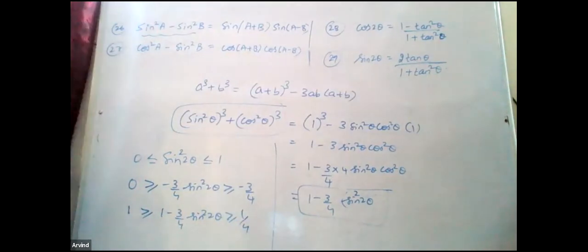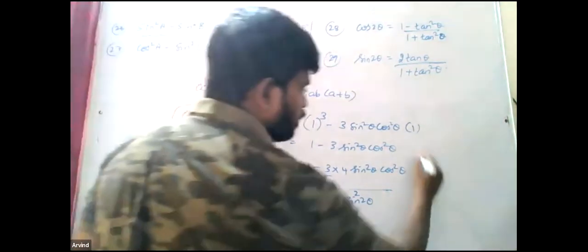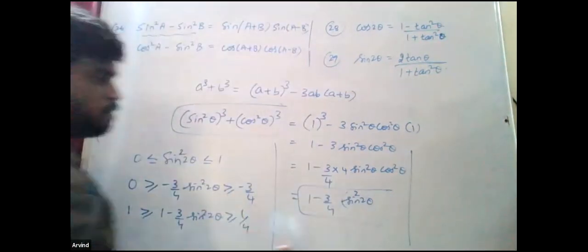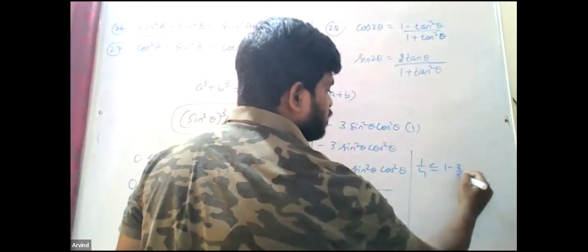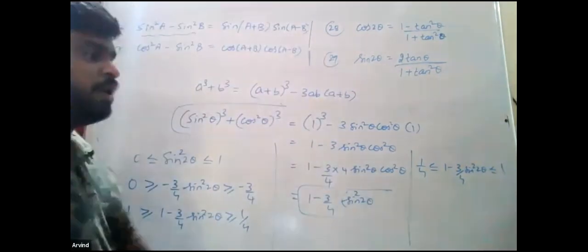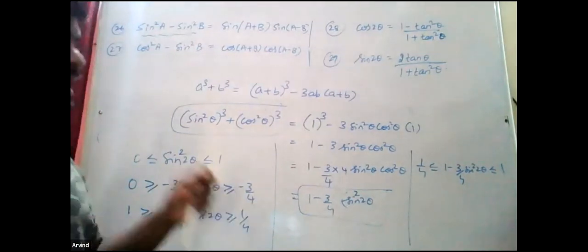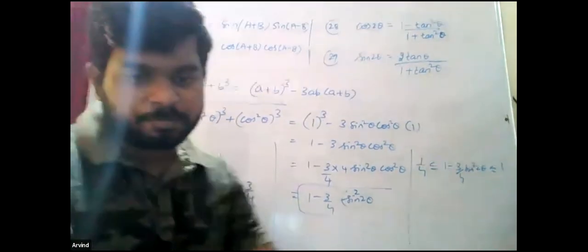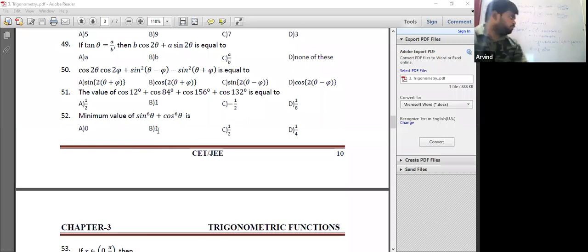So if you observe, you can also write this sin square the other way around. If you write it the other way, this goes to this side and this comes to this side, that's all. 1/4 is less than or equal to 1 minus 3/4 sin square 2 theta less than or equal to 1. So the minimum value is 1/4 and the maximum value is 1. Okay, exactly the same thing we did for the other one. So two more problems, I'll just finish it. So the minimum value is 1/4.